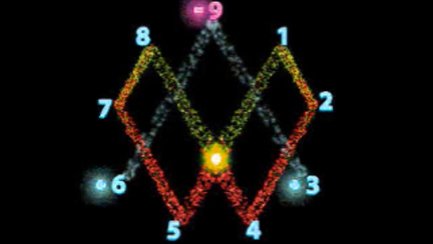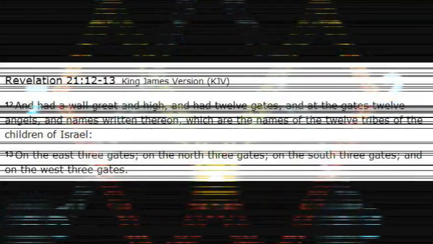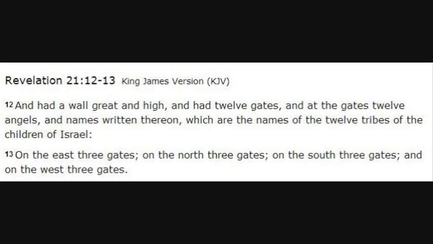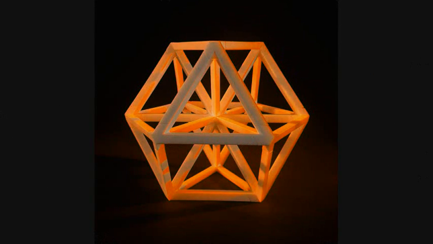Now also in Revelation chapter 21 verses 12 to 13, describing the New Jerusalem, quote, "It had a great wall and high, and had 12 gates, and at the gates 12 angels, and names written thereon, which are the names of the 12 tribes of the children of Israel. On the east 3 gates, on the north 3 gates, on the south 3 gates, and on the west 3 gates." Unquote. What is being described here is likely the 12 vertices of the vector equilibrium.